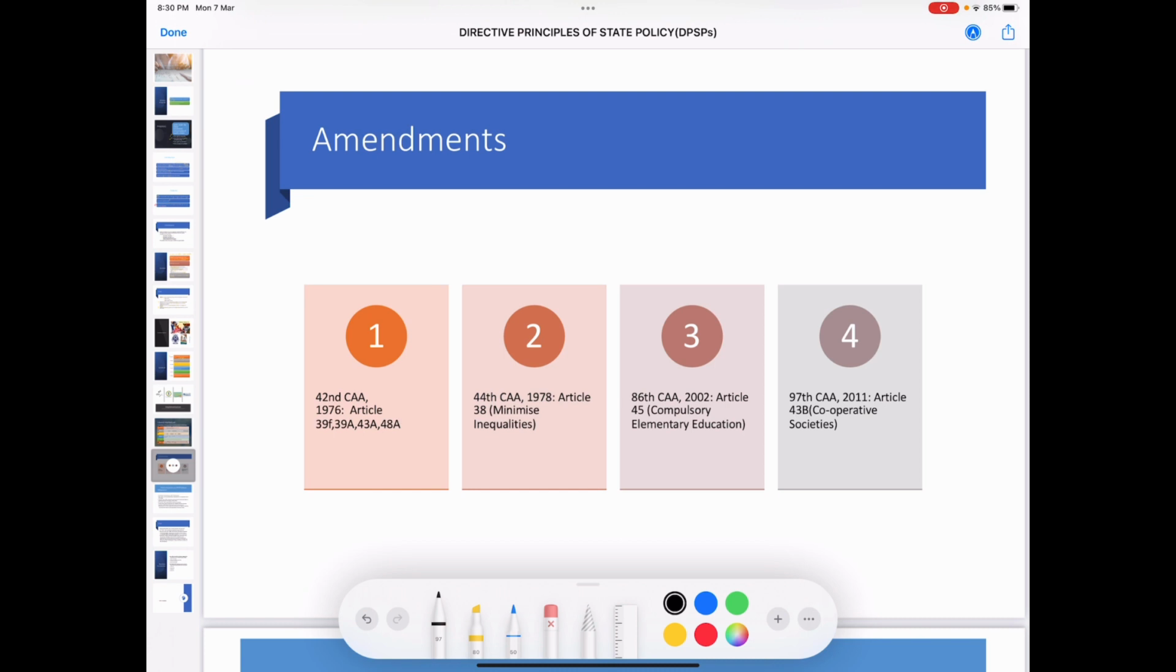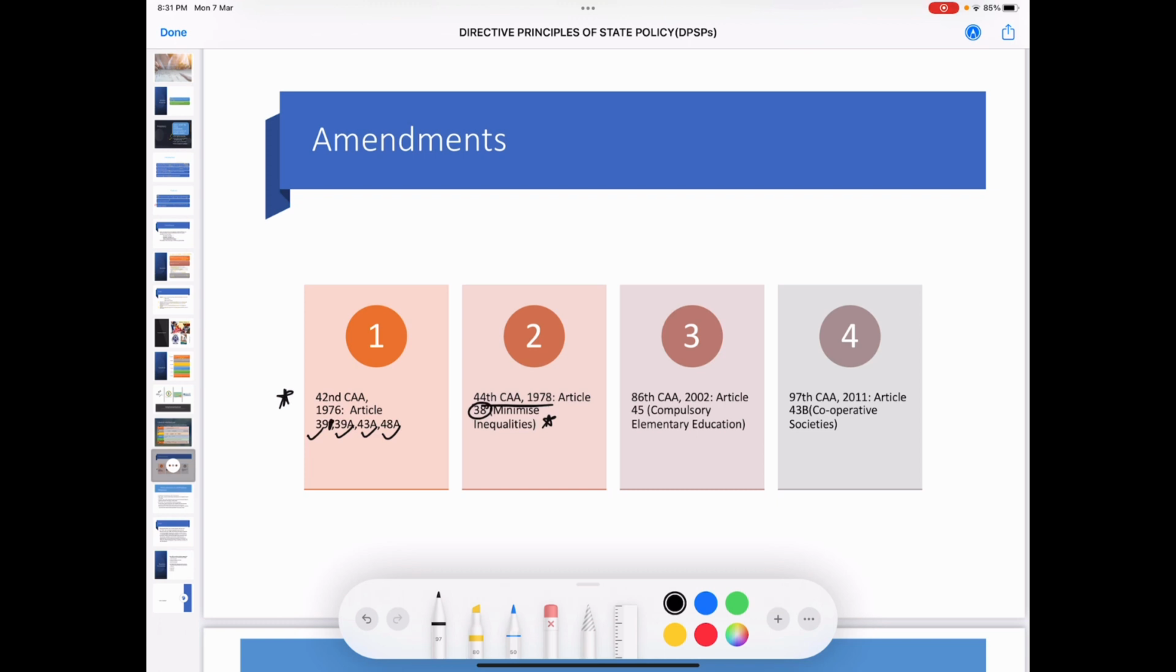ठीक है, DPSP में काफ़ी सारे changes, additions हुए and it started with the 42nd Constitutional Amendment Act of 1976 जिसमें Article 39, 39A, 43A and 48A में changes हुए थे. The next important amendment is that of 44th Constitutional Amendment Act of 1978 जिसमें Article 38 में minimize inequalities का clause add किया गया था.